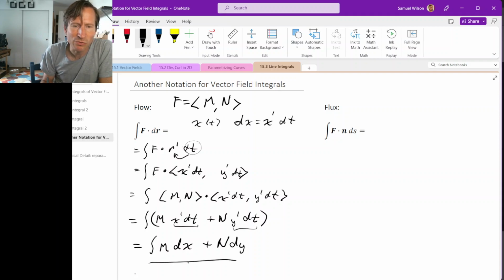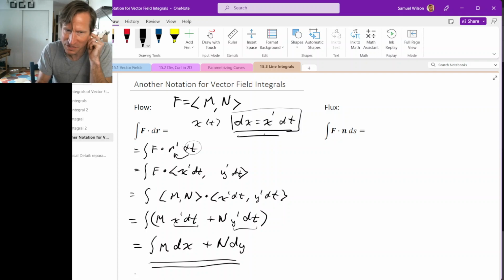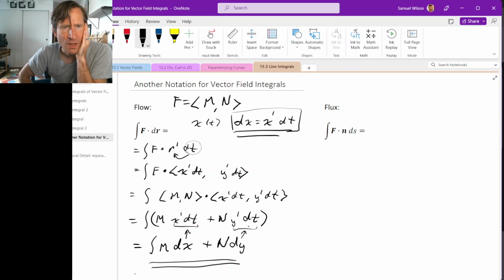So sometimes you'll see people write vector field integrals like this, as long as you remember this relationship, which is kind of a key to calculus, this relationship of differentials. As long as you remember this relationship of differentials, you'll always remember that when you have a parameterization, dx just means x prime dt, and dy means y prime dt. For the flow integral, this is fine, I guess, but it's maybe not a huge benefit because we had a very nice way of expressing the flow integral.